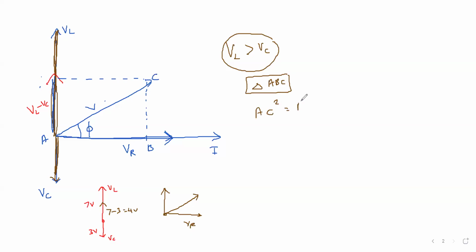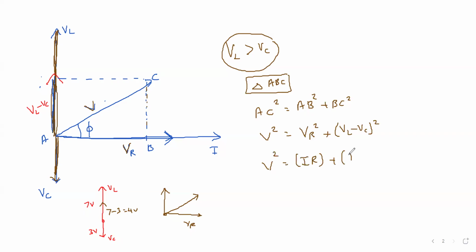So AC square is equal to what? AB square plus BC square. What is AC square? That is V square, since AC is V. What is AB square? That is VR square, as AB is VR. What is BC square? This distance is nothing but VL minus VC, so VL minus VC the whole square. So V square is equal to, instead of VR, I into R, instead of VL, I into XL, instead of VC, I into XC, whole square. Because in the last class, in the case of a resistor, V is equal to IR.